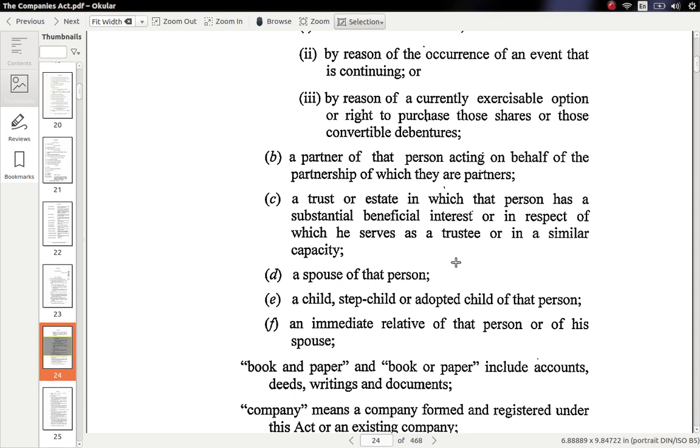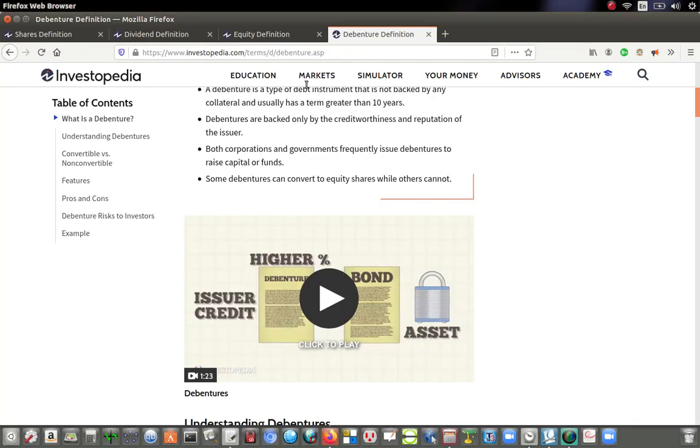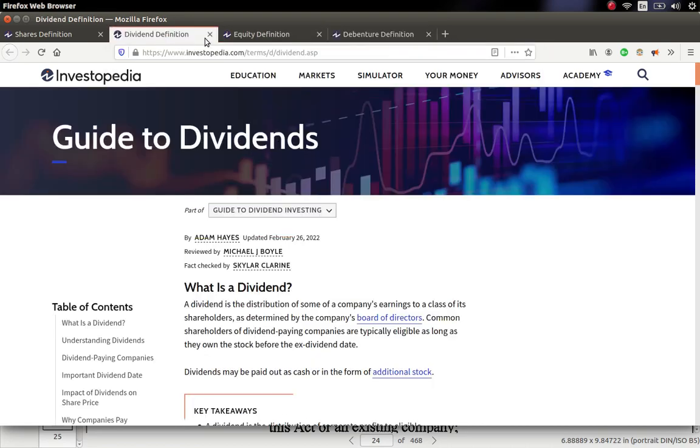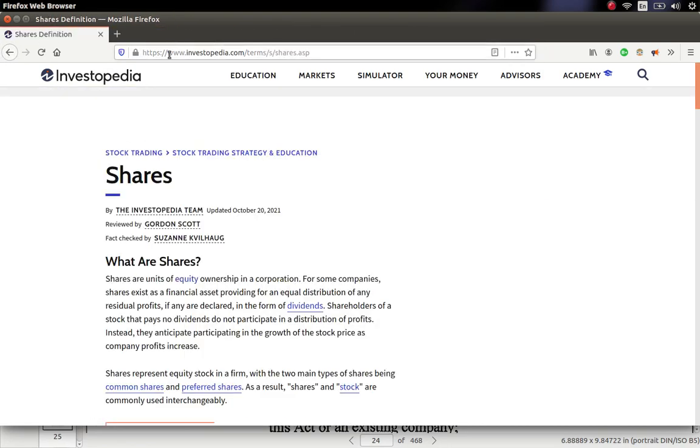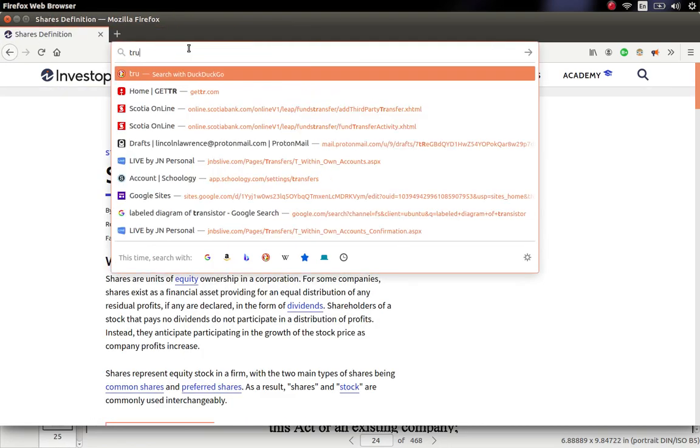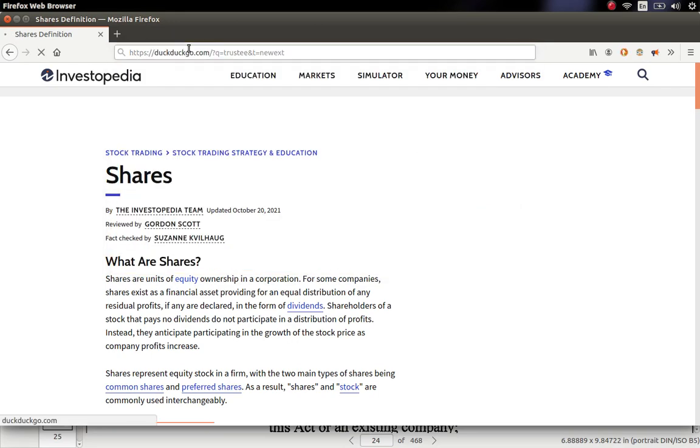Right, a trustee. Let's see what's going on here in terms of that word, trustee. Who is a trustee?